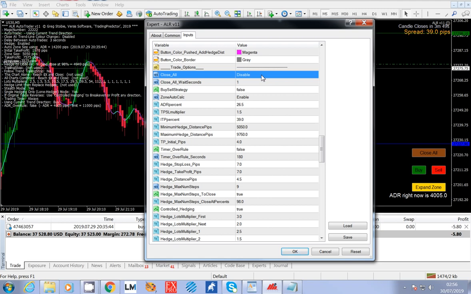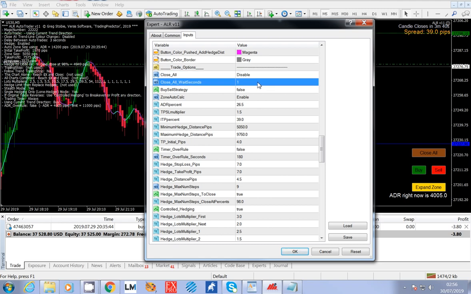So normally it's disabled, but you can use it to force close everything in case some things are not getting closed at the end of a trade. And this is just the time it waits after normal close to check to see if there's anything still left open.